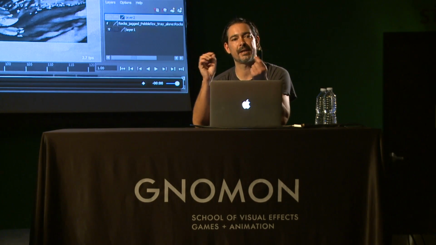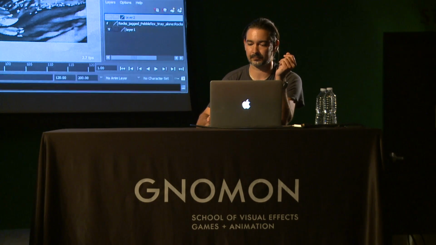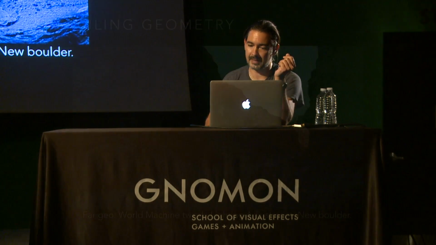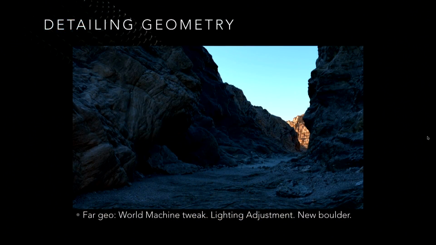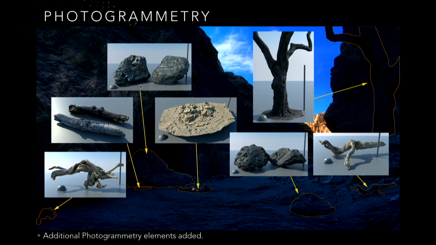Eventually OpenGL or your viewport might get a little slow, so I'll change those objects to bounding box so that at least I can still tumble and navigate the scene. Now I tweaked that geometry in the background, added a new boulder on the ground, adjusted the geometry in the background in ZBrush, switched to a 2K render, and populated some photogrammetry elements. So some boulders, a little log, a tree trunk on the right. The cool thing is, as I'm finishing layout on this image and want to set dress, I can go through my library and grab different pieces to put in there.